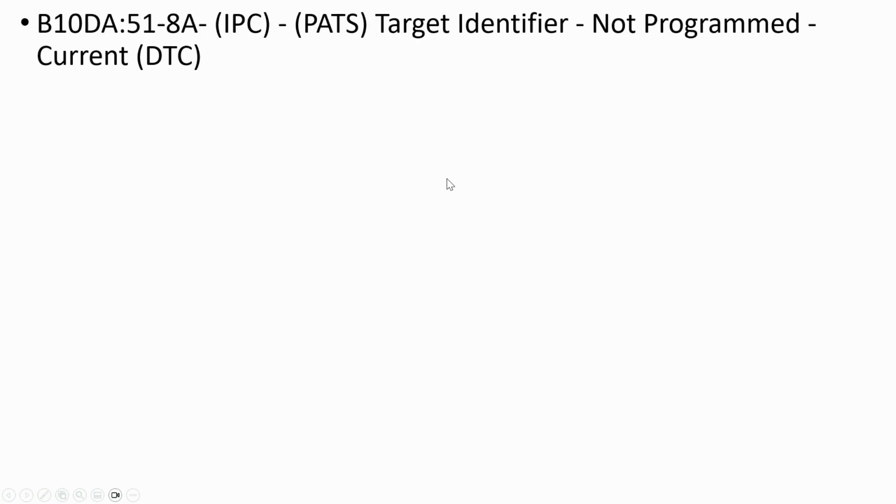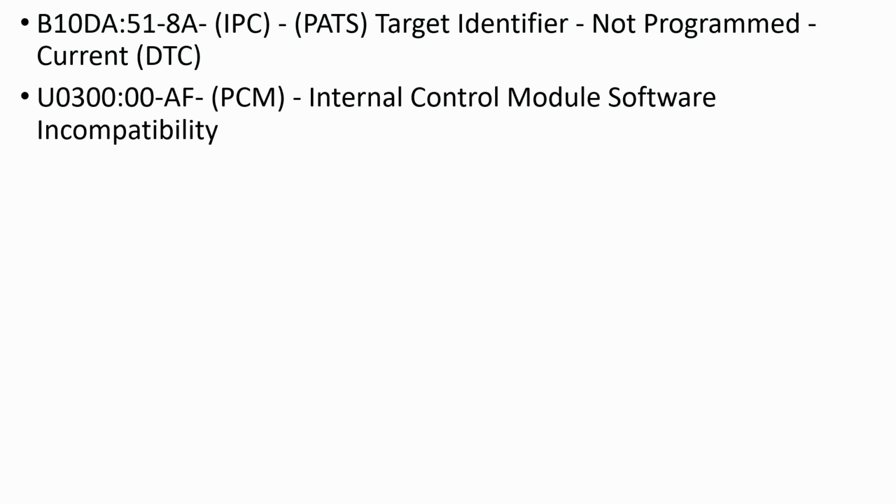We have a no communication issue on this 2009 4D series. We've got multiple DTCs set here. We have the B10DA, that's a PATS target identifier not programmed. If you look up the service information for these codes, we'll go through it quickly. On the premium membership site, we go into more depth. We're just going to go over it quickly here. We had a U0300, internal control module software incompatibility.